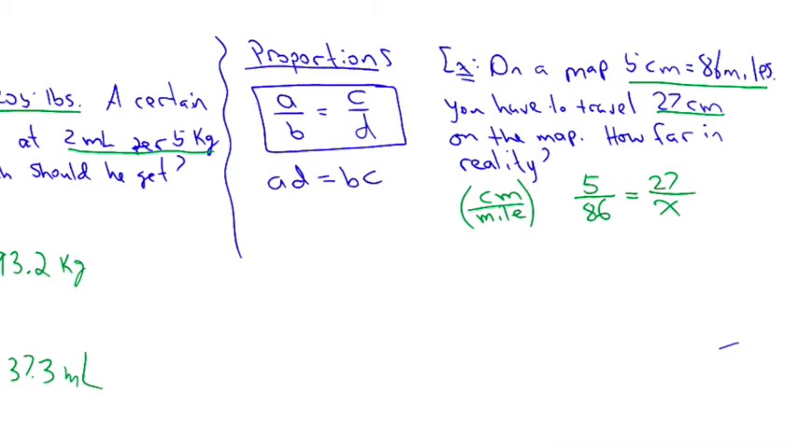All right, how do I solve this? Cross multiply. 5 times x and 86 times 27.